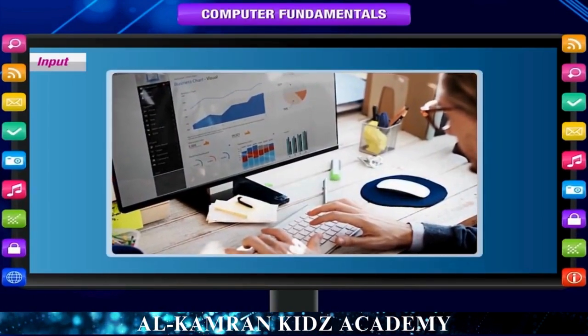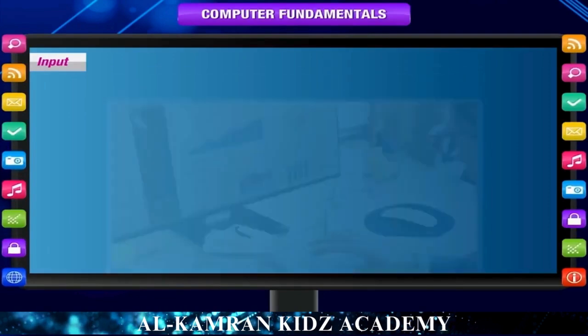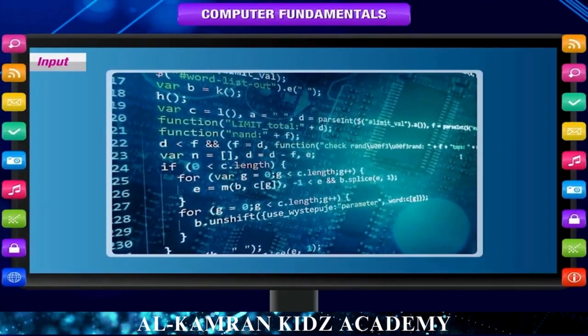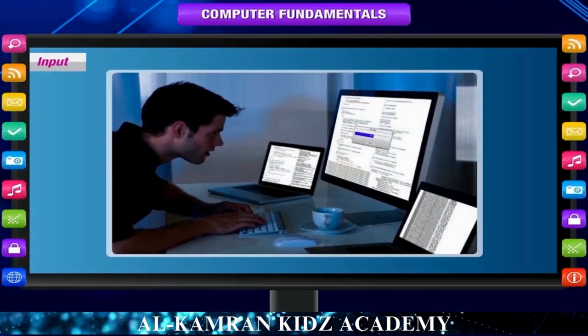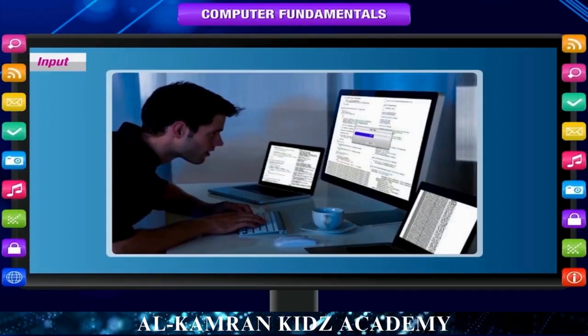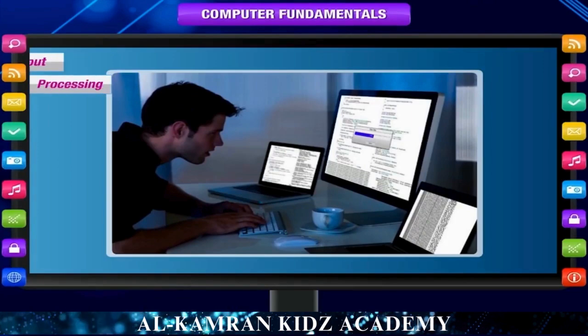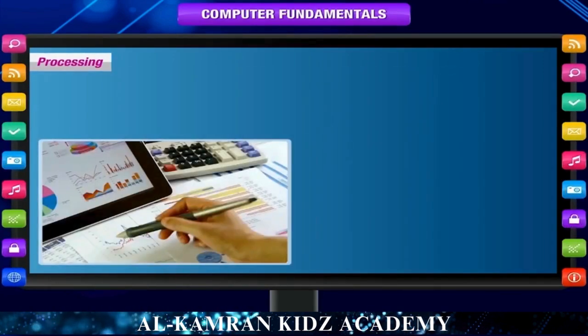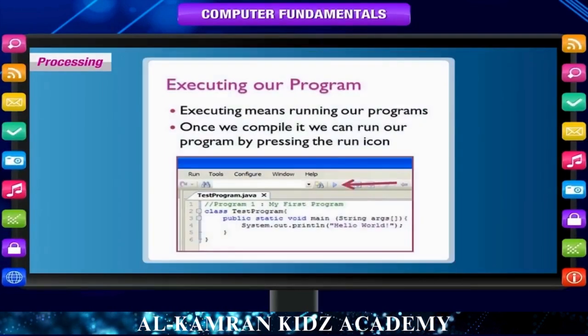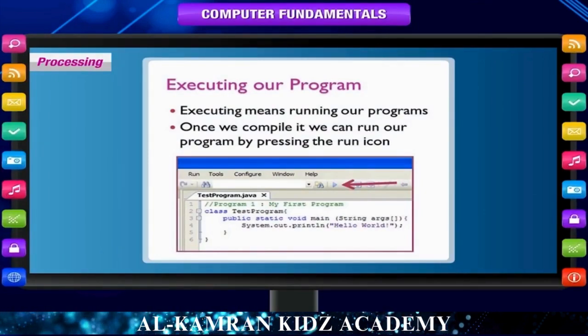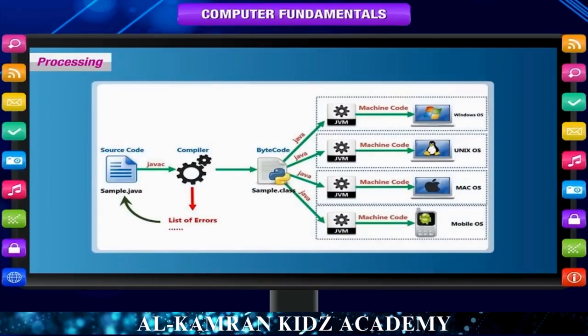Instructions are given to the computer to process data. A program is a set of instructions or commands to perform a series of calculations or other operations on the data to do a particular task. Processing. Some calculations and logical operations are performed on data by executing the program. Instructions are given in sequence. This activity is known as processing.